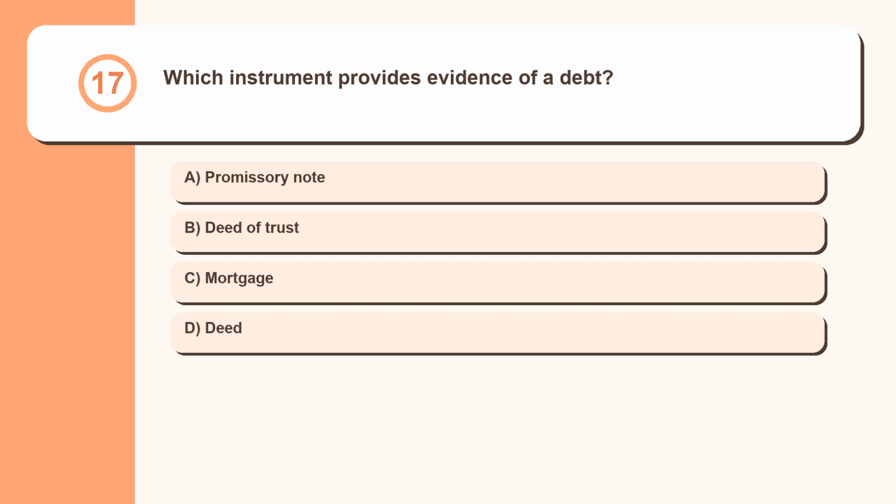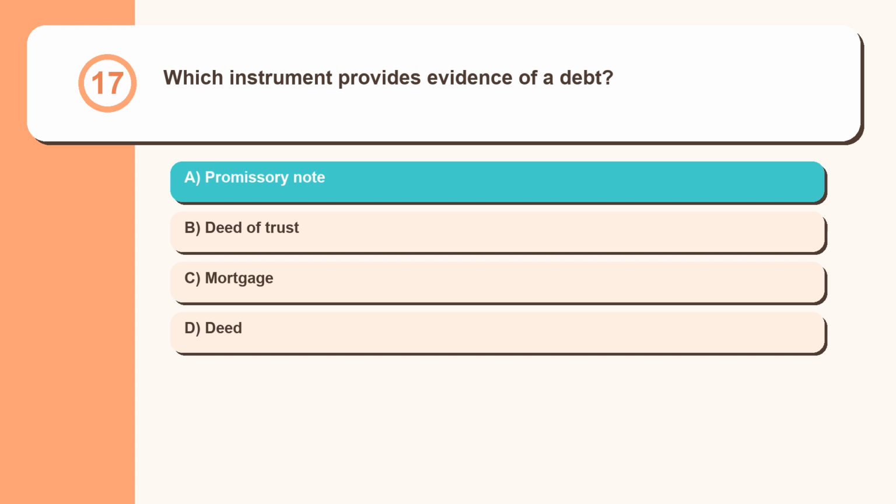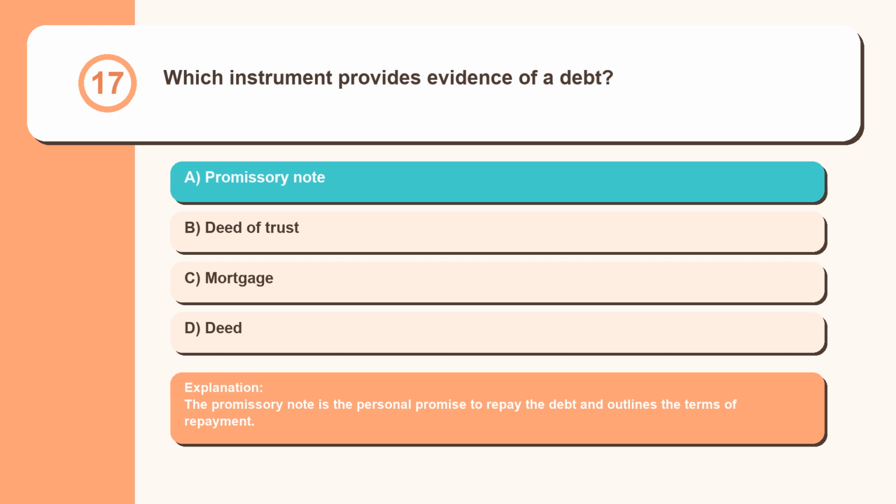Question 17. Which instrument provides evidence of a debt? Promissory note, deed of trust, mortgage, deed. The promissory note is the personal promise to repay the debt and outlines the terms of repayment.